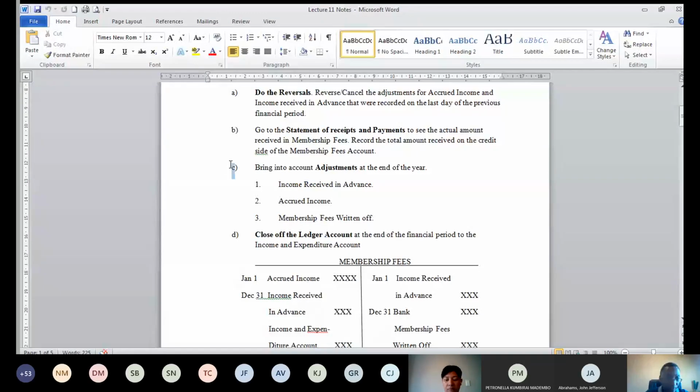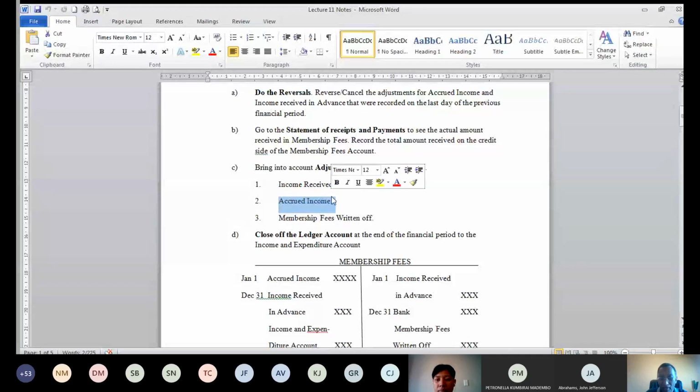I'm going on to my step number C now. In step number C, we need to bring into account your adjustments at the end of the year. You are looking for 3 adjustments now. You are looking for income received in advance. Income received in advance will refer to the members that have paid their membership fee for the following year during this year. So if you are working for the year 2019, it is possible that some of the members have already paid their membership fee for 2020. You call that income received in advance. Income received in advance is listed as a liability. You credit income received in advance and you debit the membership fee account. So the membership fee account will have a debit entry for income received in advance.